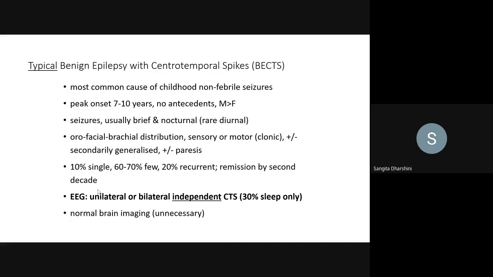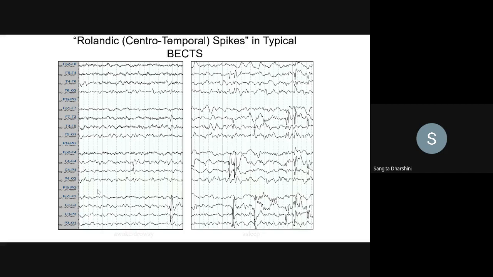So this is a classic EEG we see in BECTS. These are the sharp waves. The numbers and alphabets tell us which side of the brain the discharges are coming from. The even numbers are from the right hemisphere, the odd numbers are from the left hemisphere, but this is for Malaysia. In some countries, it's the opposite, so we just need to know what's done in your local institution. C is for central, F is for frontal, P is for parietal, O is for occipital. As you can see, most of the discharges are over the central region, on the left central and right central regions. You may see some here over the right temporal region. Hence, it's called centrotemporal spikes.